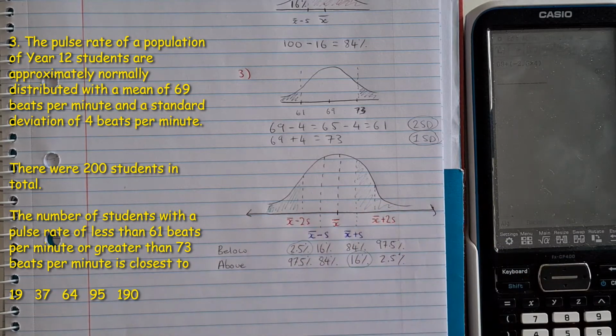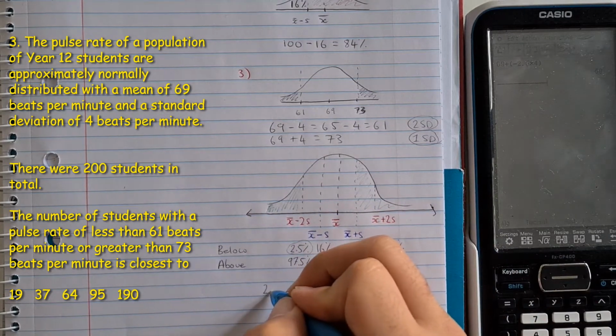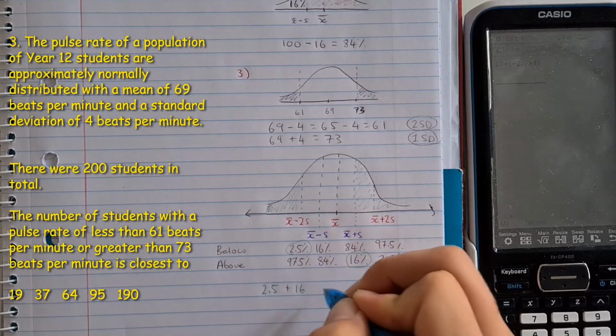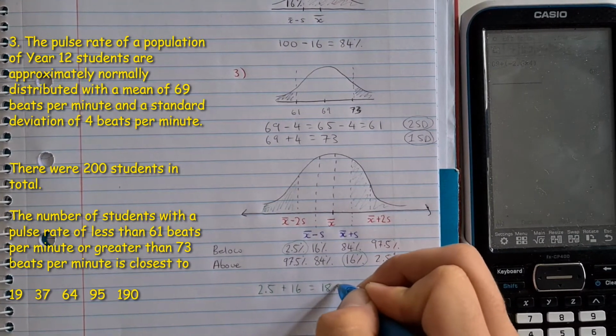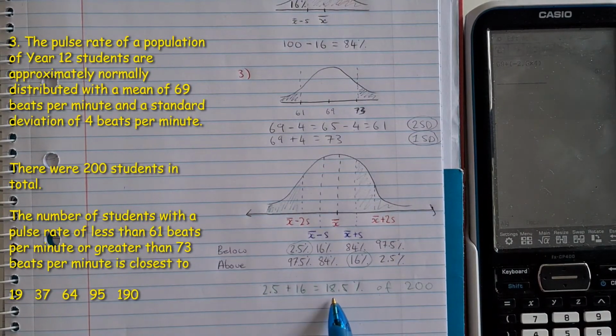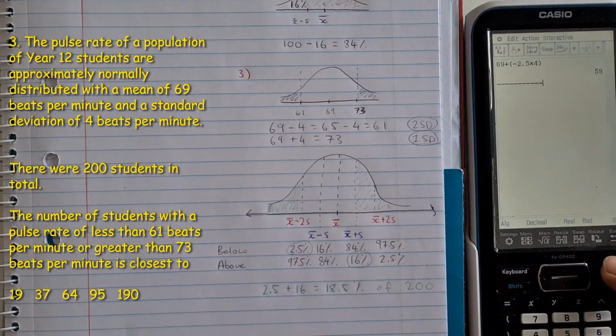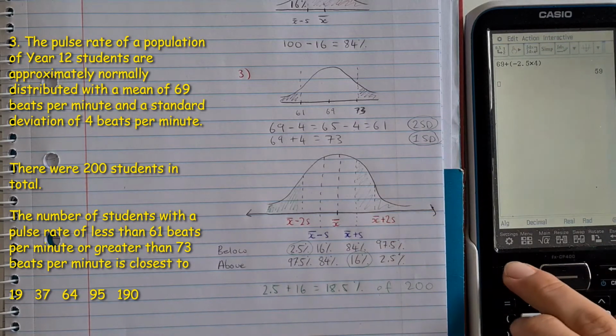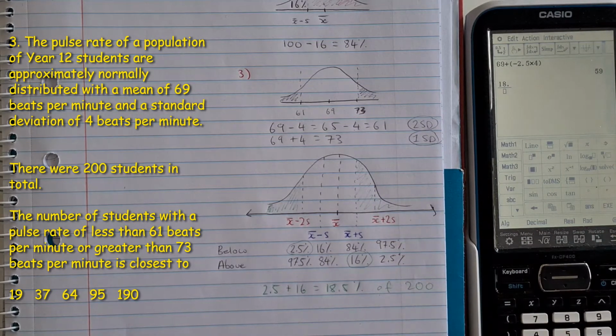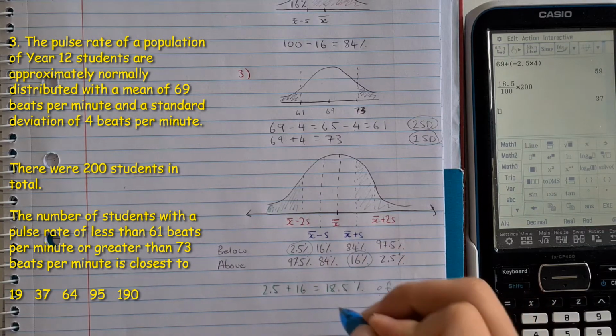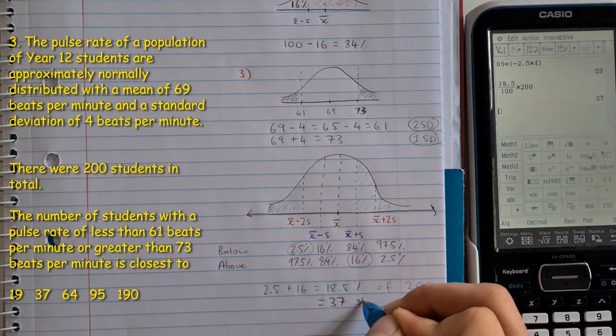So adding these two up, we get 2.5% plus 16%, which is 18.5%. So we need to know what is 18.5% of 200? 18.5% of 200 is 37. Equals 37 students.